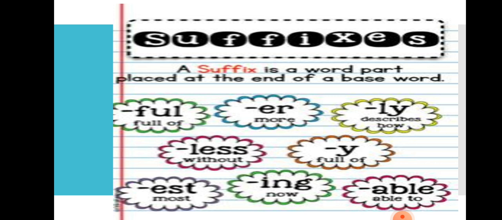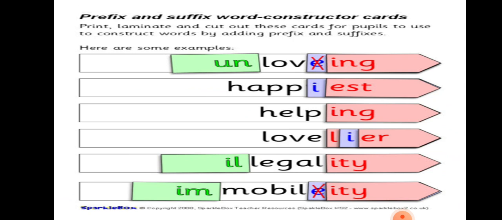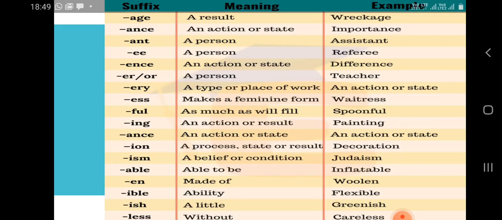All these are suffixes, they come at the end of the base word or the root word. So they have given two different colors for prefix and suffix. For example, un, il, im, all these are prefixes. ing, est, lier, ity, all these are suffixes. So unloving, happiest, helping, lovelier, illegality, and immobility. So all these things you can see the differences, my dear students.